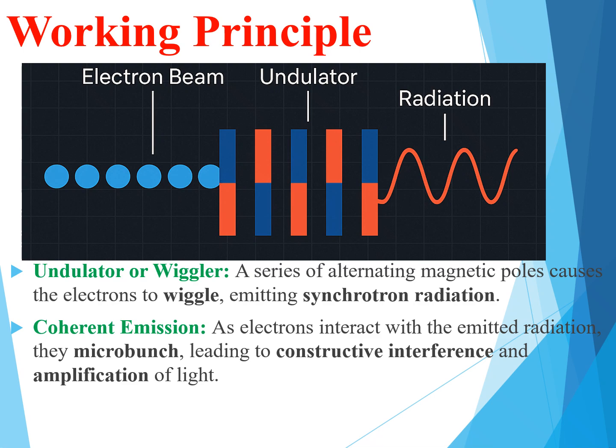Another important issue related to their structure is that they can have coherent emission. As electrons interact with the emitted radiation, micro-bunching happens for the electrons. Then this will lead to constructive interference, and finally we have the amplification of light.